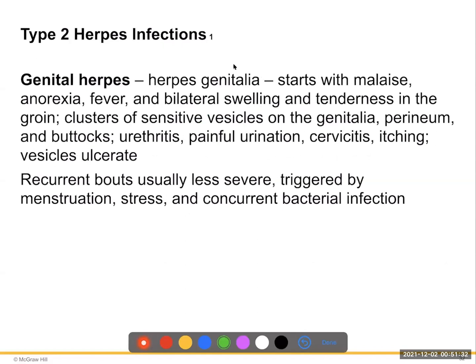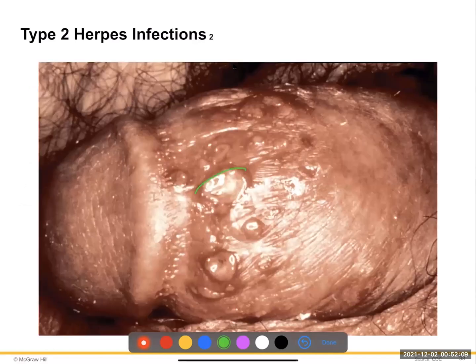Genital herpes, HSV2. Herpes genitalis starts with malaise, anorexia, fever, bilateral swelling and tenderness in the groin, clusters of sensitive vesicles on the genitalia, perineum, and buttocks, urethritis, painful urination, cervicitis, itching, and vesicle ulcerations. Recurrent bouts are usually less severe. The primary one, the first one, is usually the worst. It's triggered by menstruation in females, stress, and concurrent bacterial infections. And you can see the lesions when they have breakouts.